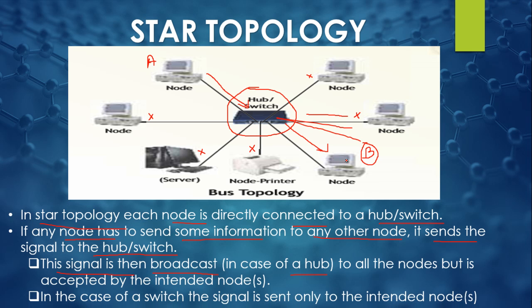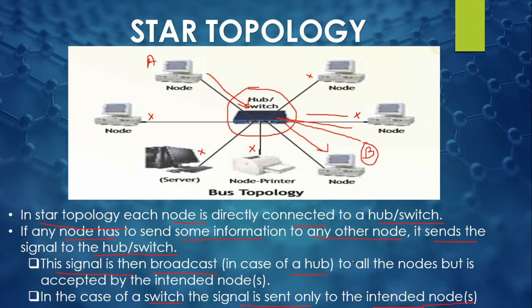Now the next point is that in the case of a switch, suppose that instead of this hub device, we put a device called a switch as the central connecting device. Then what will it do? The signal is sent only to the intended node. Actually, a switch is more advanced than a hub, because a hub is just a connecting device, whereas a switch has inbuilt software which keeps the information of all the systems connected to the network.